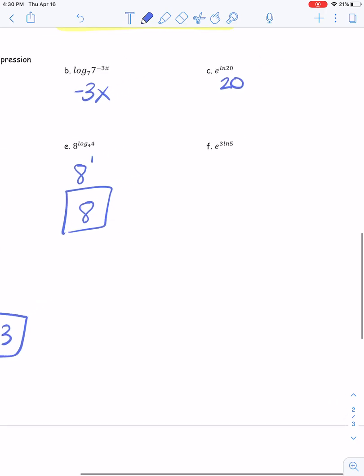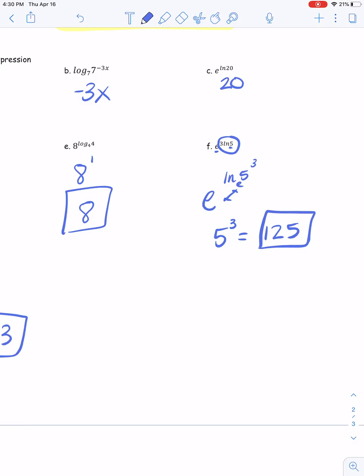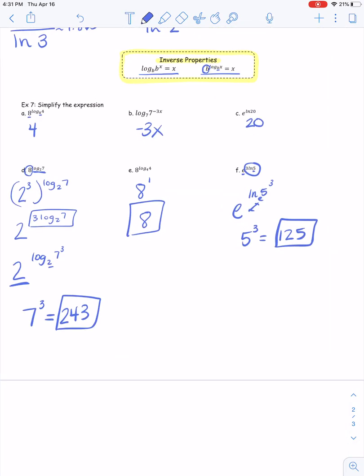And then our last problem is very similar to part C. We know that our base here is e because it's natural log, so our base and our base here are the same. But I do need to apply my power property to my exponent, so I can rewrite this as e to the ln of 5 cubed. Because this base and this base are the same, it's really just 5 cubed, which is 125. There you go.